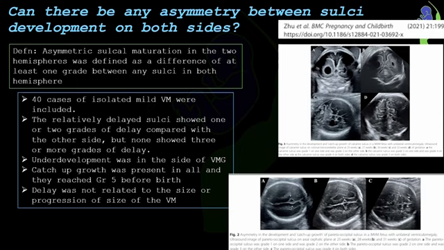What is asymmetric sulcal maturation? It is defined as the difference of at least one grade of development between any sulci in both hemispheres. It occurs commonly in cases with unilateral ventriculomegaly. Studies have shown that such asymmetry is common among the deeper central sulci like calcarine, cingulate, and parieto-occipital fissure.